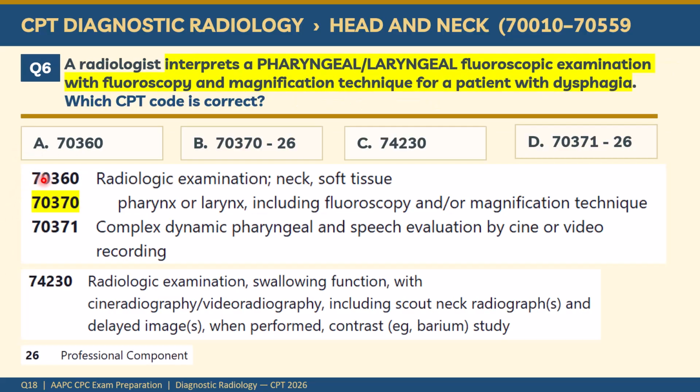Once you go to the code 70360, radiologic examination, neck soft tissue. That's not the case here. 70370, pharynx or larynx including fluoroscopy or magnification technique. So that is the correct code here. Once you check the other codes, 70371, that is complex dynamic pharyngeal and speech evaluation, that is not here, and 74230 is radiologic examination swallowing function, and modifier 26 is for the professional component. So if it is done in the office setup, there is no need for the professional component because the code itself includes the interpretation part. But if it is done in the inpatient setup, it is better to use modifier 26.